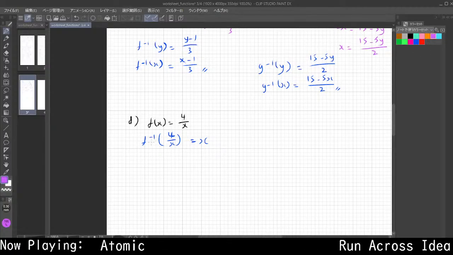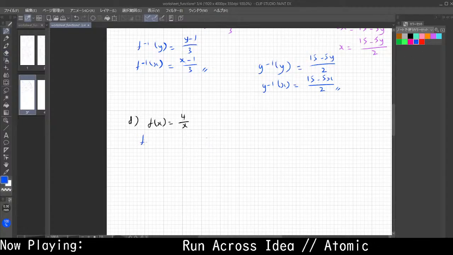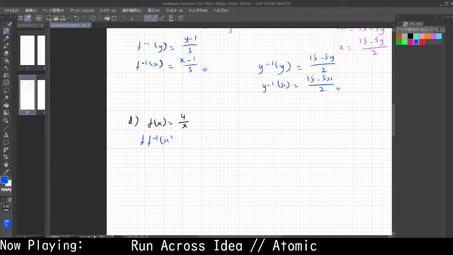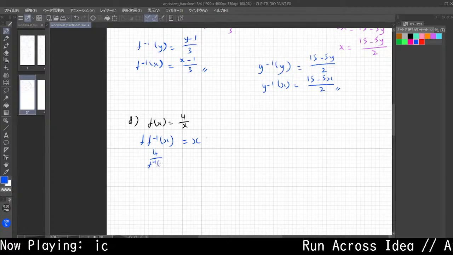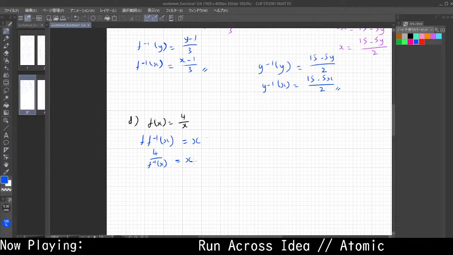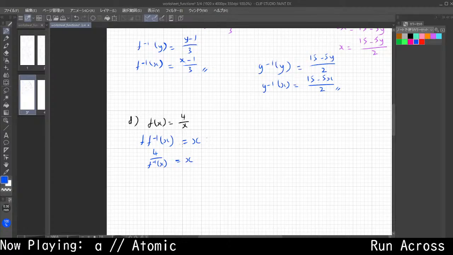I'm going to teach another way, so you can do your choices. f inverse of f(x) will be equal to x, which means that with f(x) over here, I can substitute f inverse into here, and this will be equal to x, because f and f inverse cancel each other out. So you can rearrange this particular equation to get your f inverse this way as well.